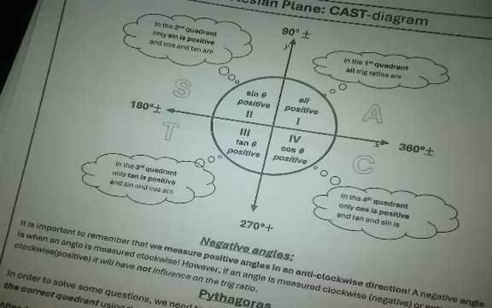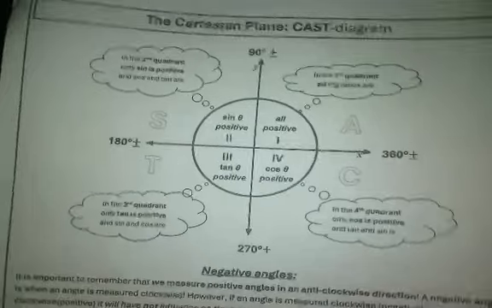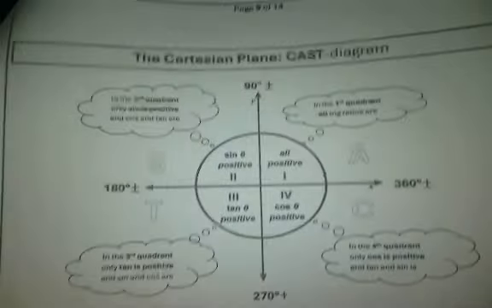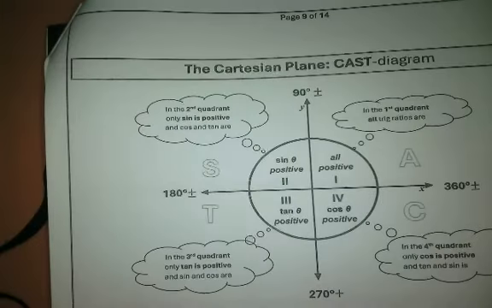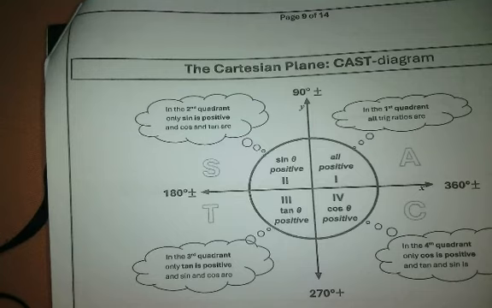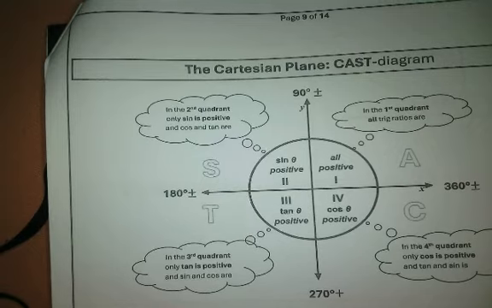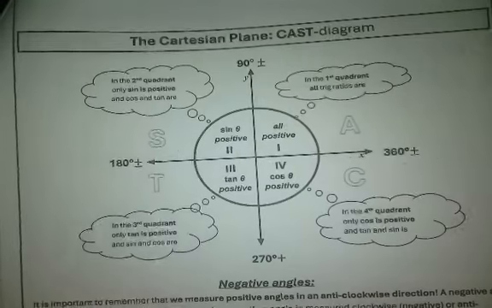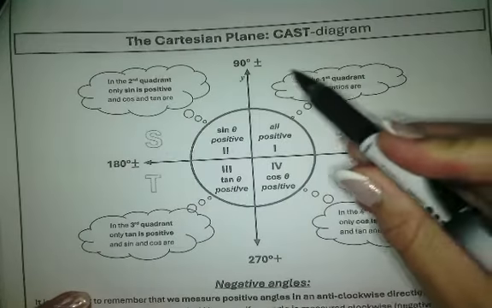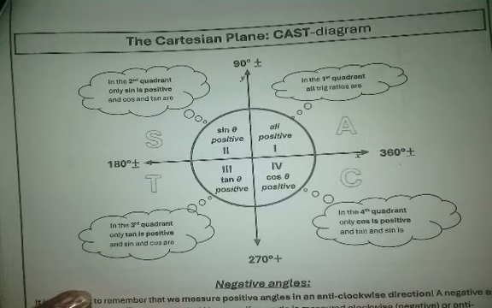Okay, CAST diagram. Right, so in your investigation, you would have seen you had to know the CAST diagram. Okay, you need to know which is quadrant 1, quadrant 2, quadrant 3, and quadrant 4. So here, top right hand corner is quadrant 1.